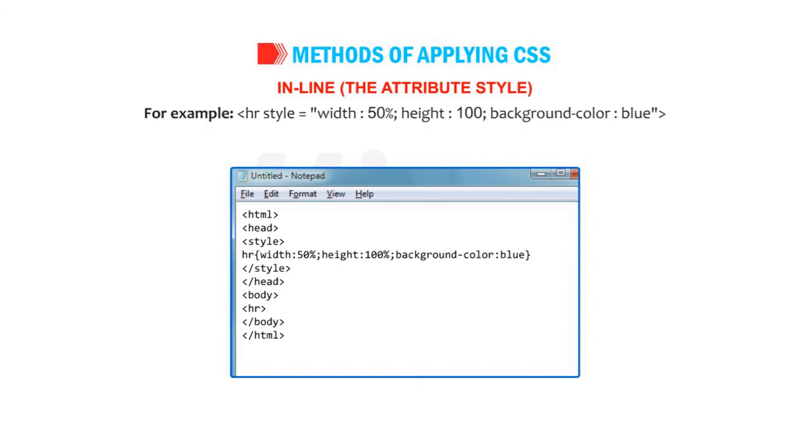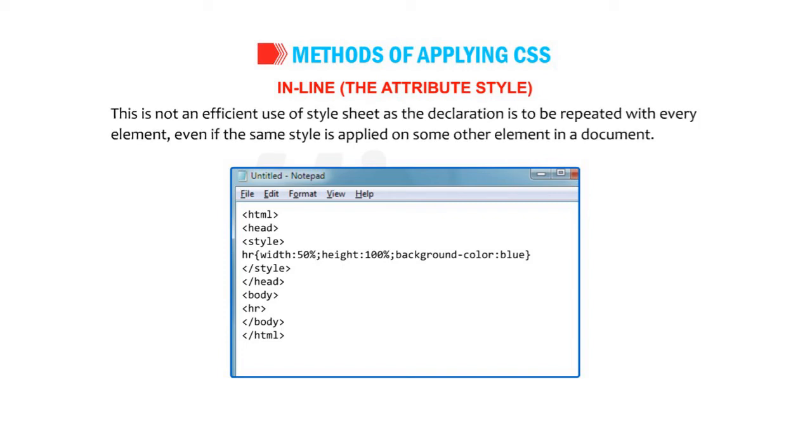For example, HR style equals, in double inverted commas, width 50%, semicolon, height colon 100, semicolon, background color colon, and then we write blue in double inverted commas and close the angular brackets. This is not an efficient use of style sheets as the declaration has to be repeated with every element, even if the same style is applied on some other element in a document.